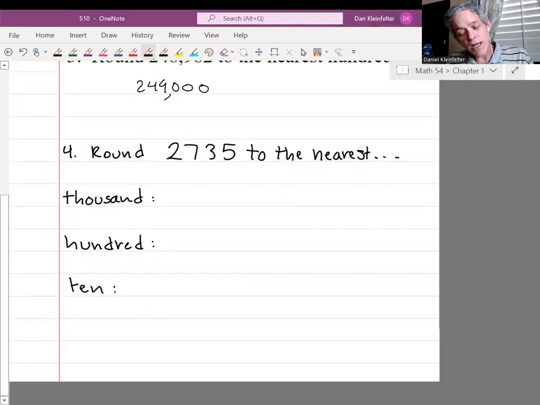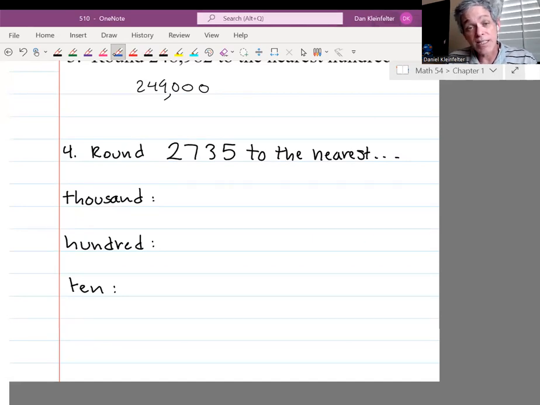Okay, here's a couple to try. Pause the video and try this yourself using either the steps to follow method in writing or by drawing a number line, your choice. Then restart the video and see how you did.